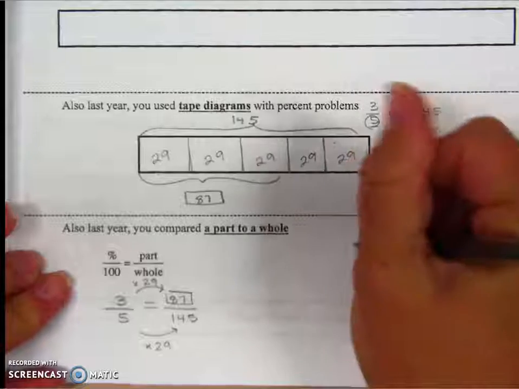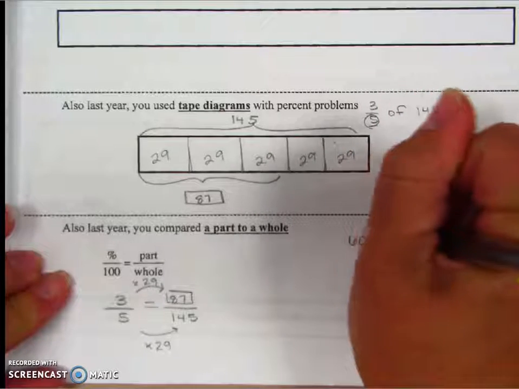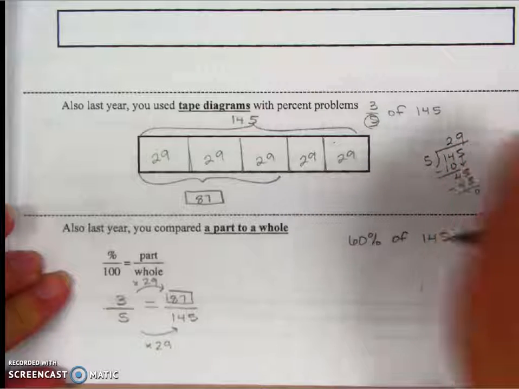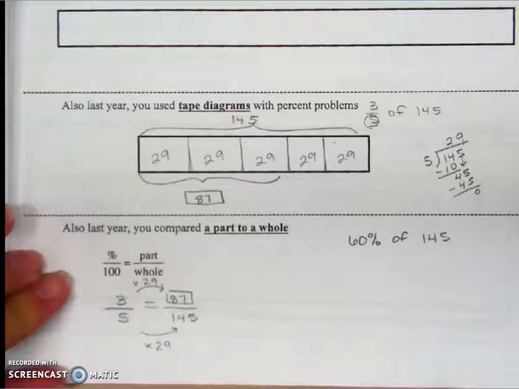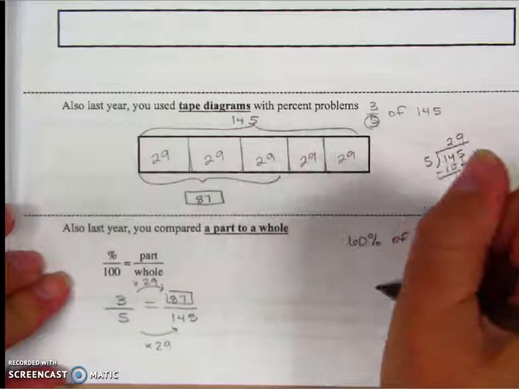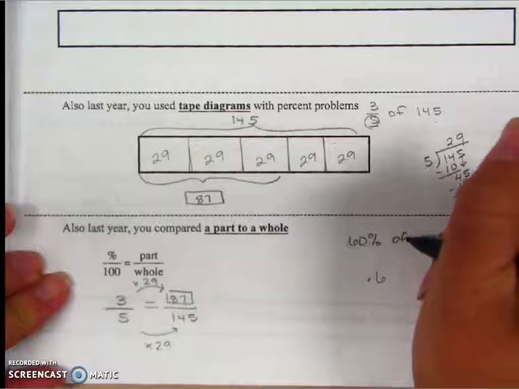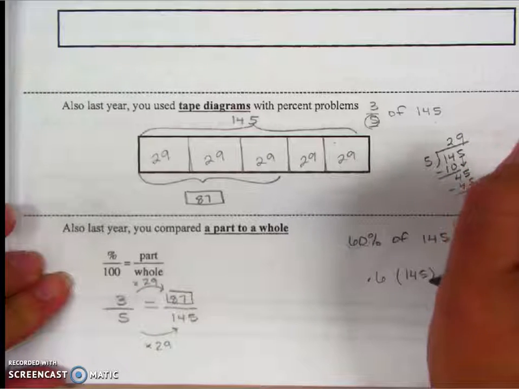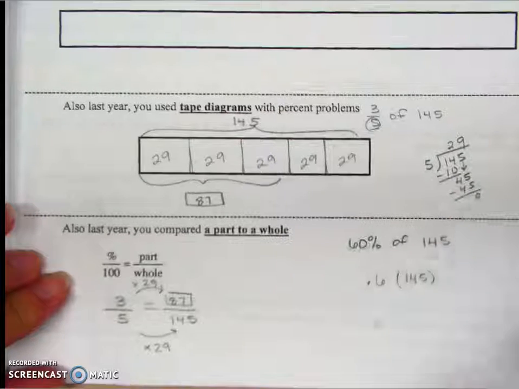So remember, the problem actually says to find 60% of 145. And so if we use the method that we used in the last lesson, we would change this percent, swoosh, swoosh, to 0.6, of means multiply, 145. And so if you do that, then we still get to our answer.